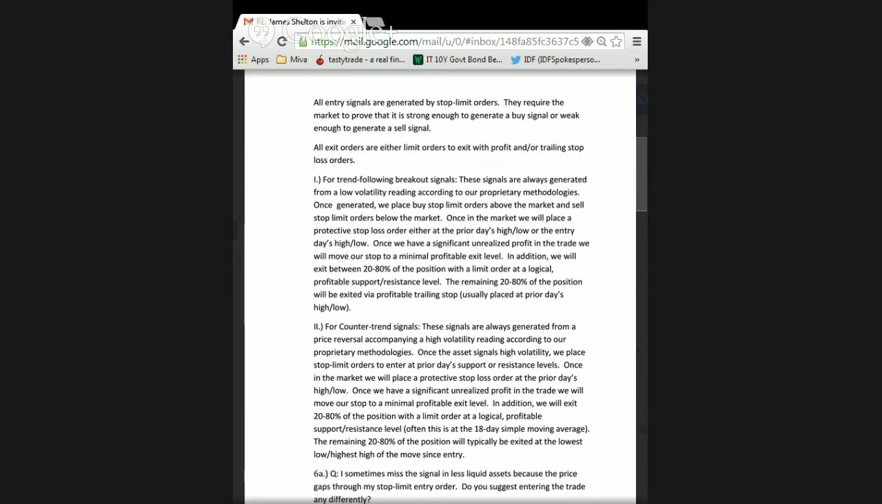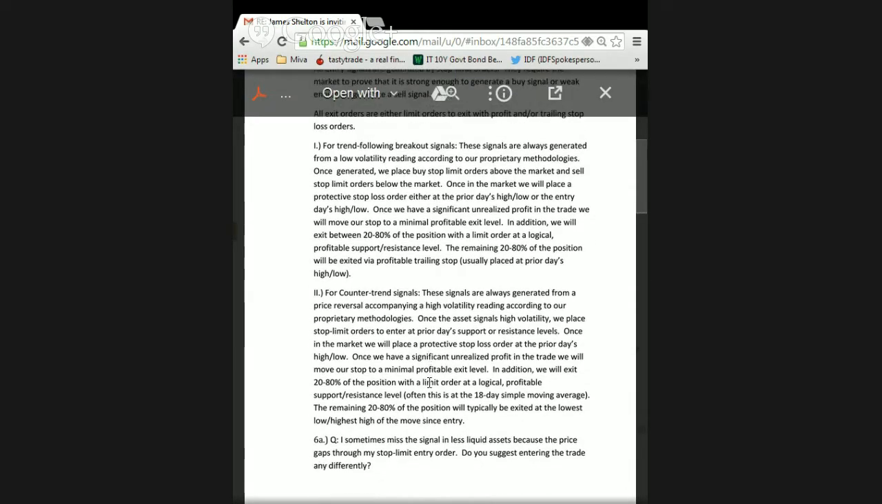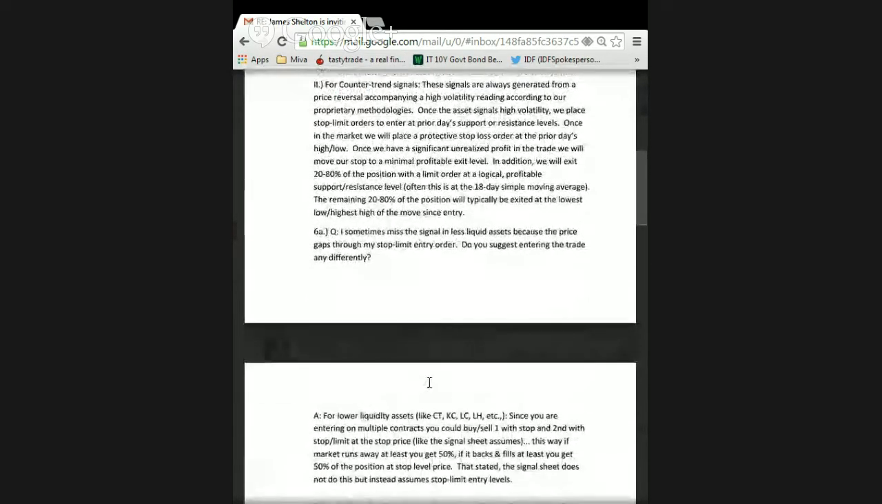And for the counter trend signals? Right. So these are generated from a price reversal accompanying a high volatility reading. And then once the asset signals high volatility, we'll place a stop limit order to enter at the prior day's support or resistance level. Once we're in the market, we place a protective stop loss order at the prior day's high or low. And once we have a statistically significant unrealized profit, we'll move our stop to a minimal profitable exit, and also we'll exit anywhere between 80 to 20% of the position with a profitable limit order at a logical profitable support resistance level.